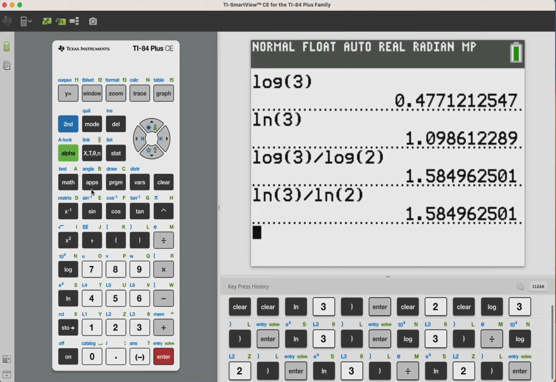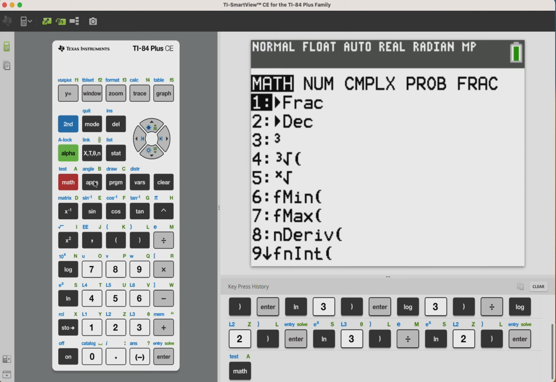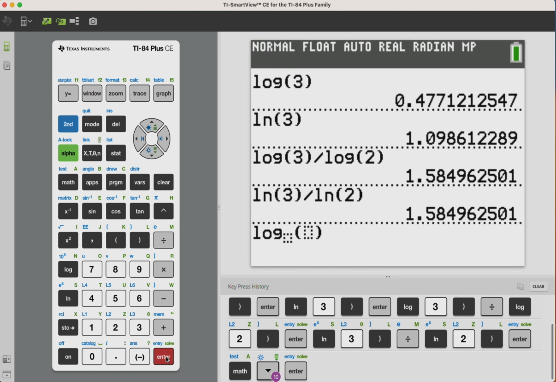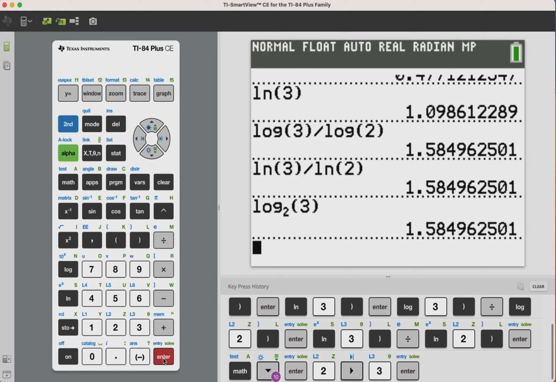So if I go into math and I just keep scrolling down, look at that, log base. I'm going to go ahead and hit enter. Look at that. It's got a little template. Log base 2 of 3. And there's that same exact answer. So our calculator is one of those that can do other bases, but I still want you to practice using the change of base formula. There's a couple problems on your assignment. Okay, let's go back to the notes.